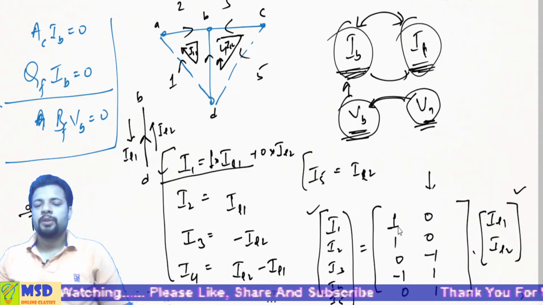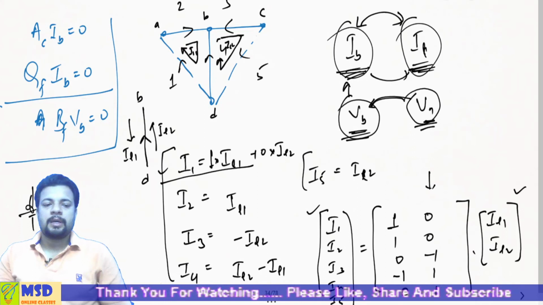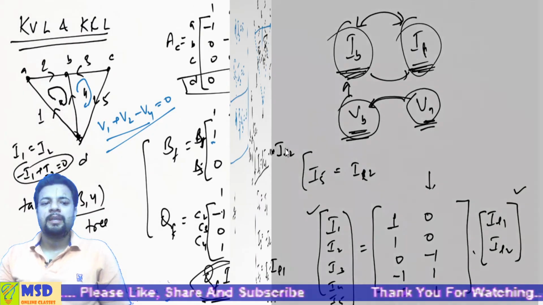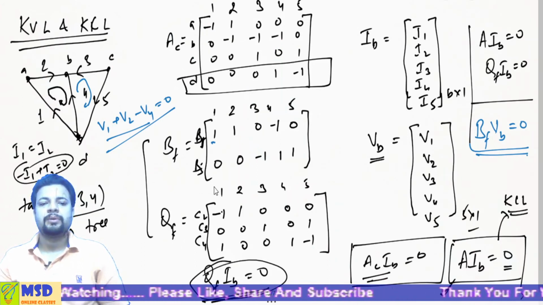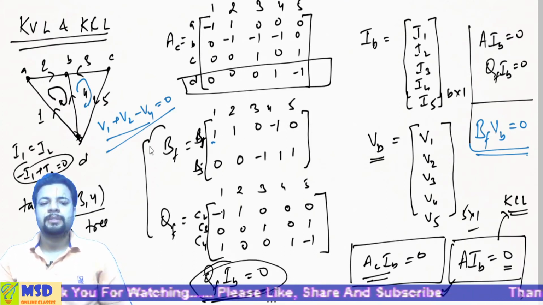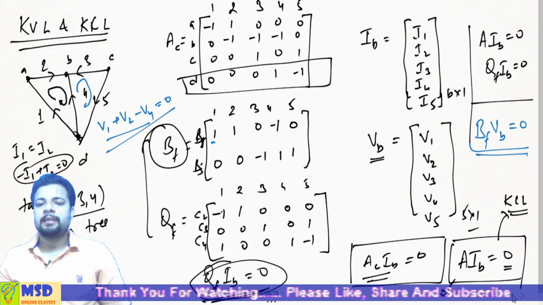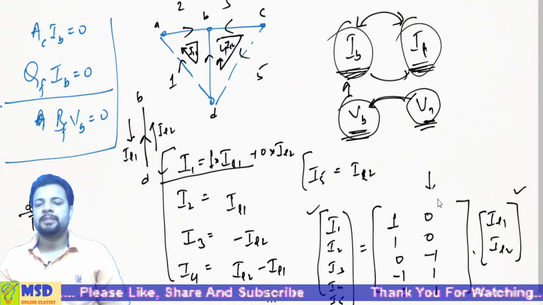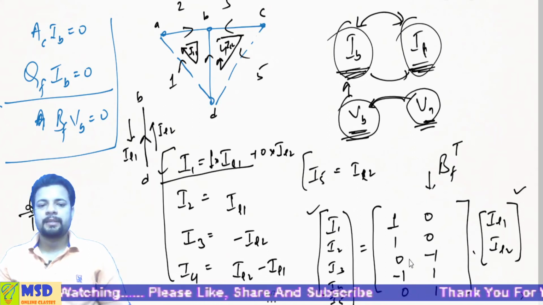Looking at this matrix, the first column is 1, 1, minus 1, 0, 0, and the second column is 0, 0, minus 1, 1, 1. For this same graph we have developed three matrices earlier: A, C, B_F and Q_F. Is there a matrix like this one? What we can observe here is that B_F, if we take the transpose of this matrix, we'll get this matrix again. So this is nothing but B_F transpose. I hope I'm clear here.